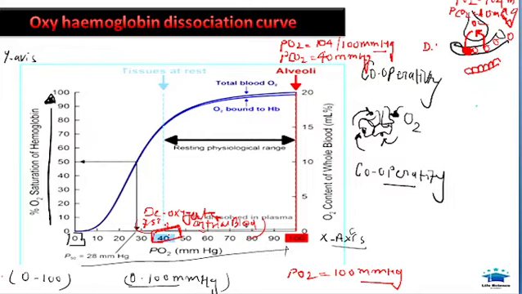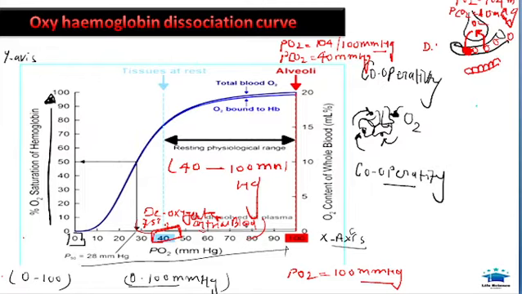Now if we talk about the human physiological resting range, this ranges from 40 mmHg to 100 mmHg. This is the normal, or you can say healthy, person.